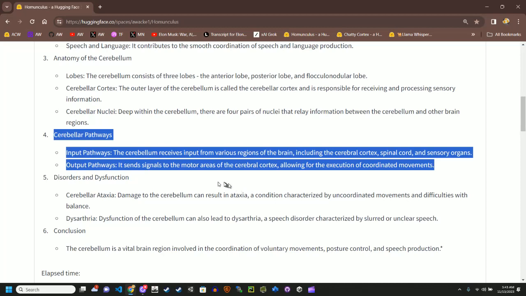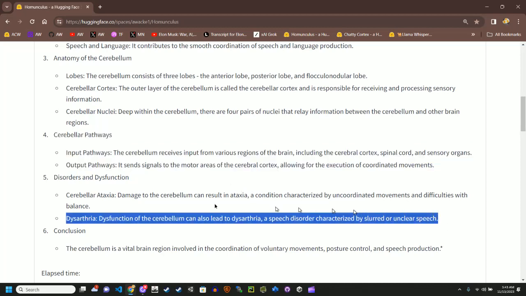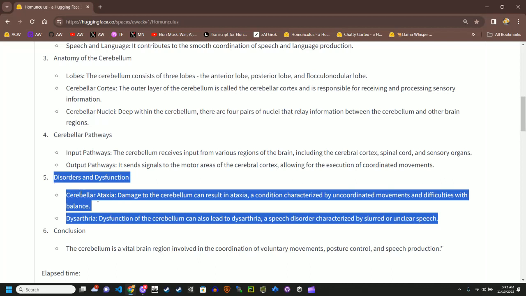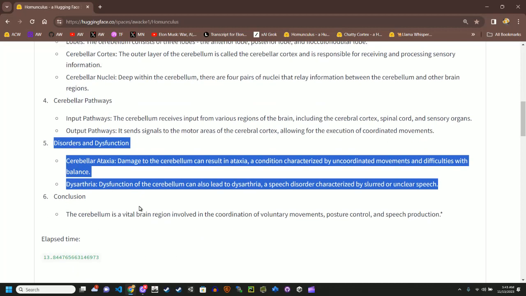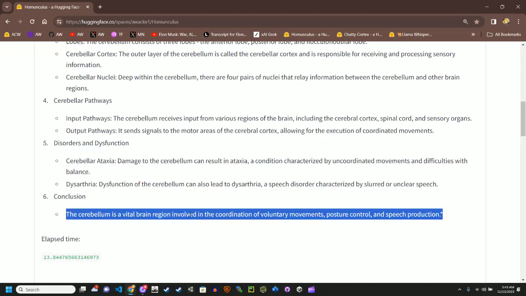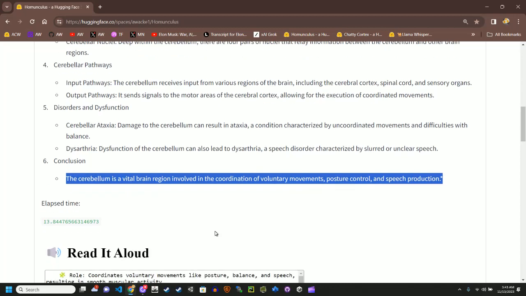5. Disorders and dysfunction. Cerebellar ataxia. Damage to the cerebellum can result in ataxia, a condition characterized by uncoordinated movements and difficulties with balance. Dysarthria. Dysfunction of the cerebellum can also lead to dysarthria, a speech disorder characterized by slurred or unclear speech. 6. Conclusion. The cerebellum is a vital brain region involved in the coordination of voluntary movements, posture control, and speech production.